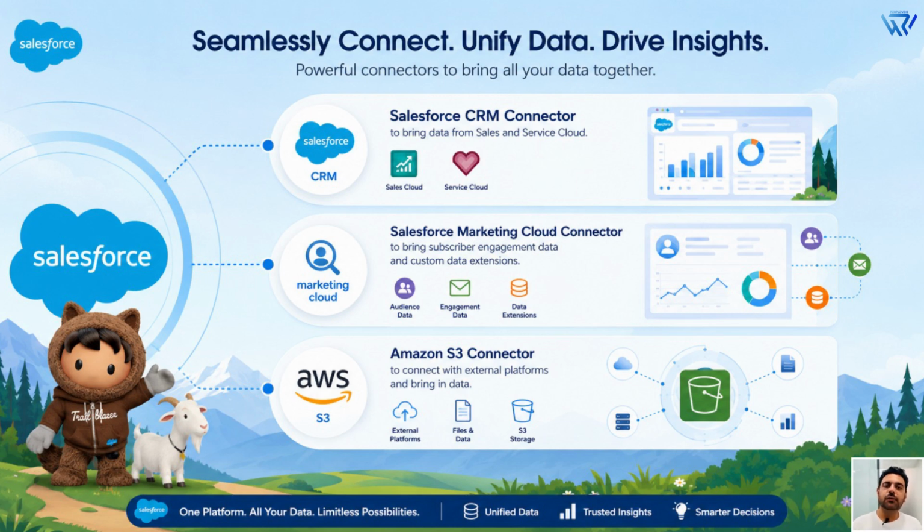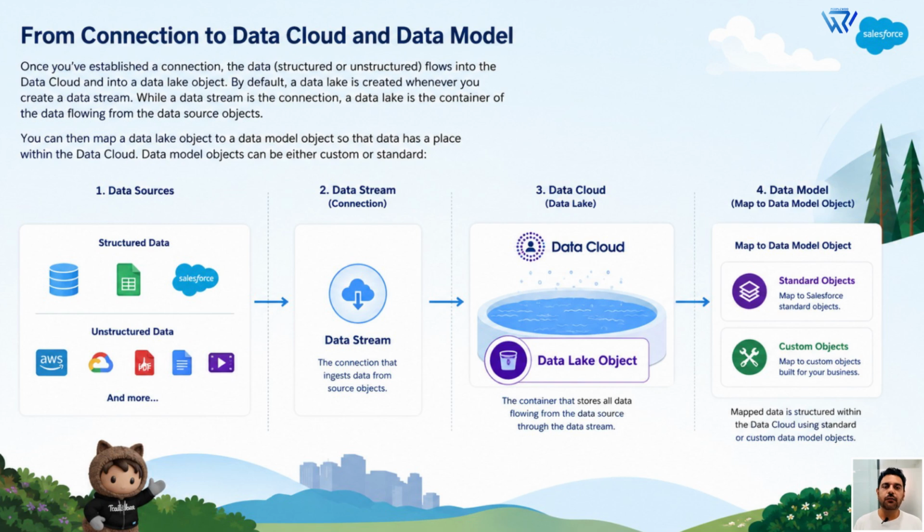For example, we have a Salesforce CRM connector to bring data from Sales and Service Cloud. We have Salesforce Marketing Cloud connector to bring all the subscribers and subscribers engagement data, custom data extensions within the Salesforce Data 360. We have other platforms like Amazon S3, which helps you connect external platforms and bring in data. So plenty of data connectors are available which you can use inside a data stream to get data from those platforms within Salesforce Data 360. But data stream is just a connection.